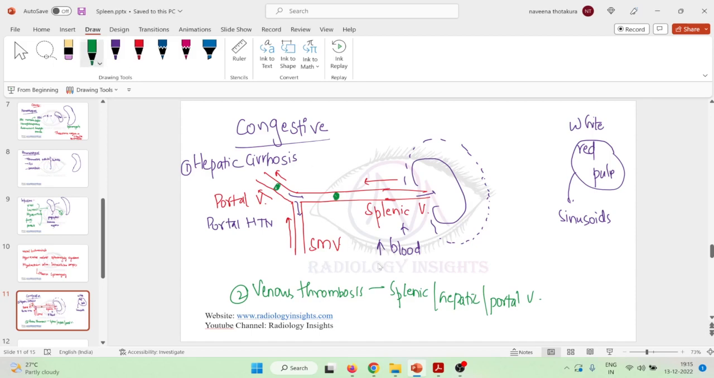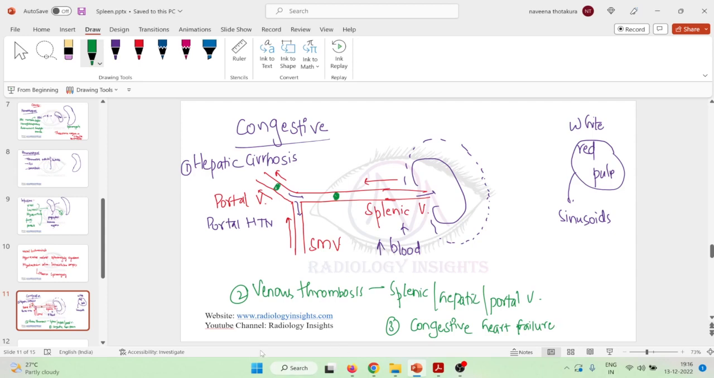Third, there can be some volume overload conditions where the blood volume in the whole body increases, like in congestive heart failure. In congestive heart failure, there is pedal edema, there can be ascites, and sometimes pleural effusion can also be seen. Actually, in congestive heart failure, there is increased blood volume inside the blood vessels. As a result, congestion of different organs is seen. Similarly, congestion of the spleen also results in splenomegaly.